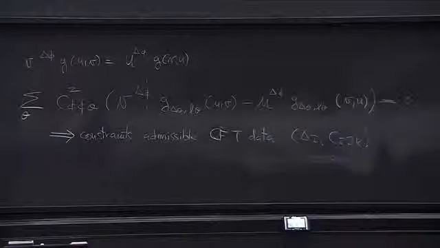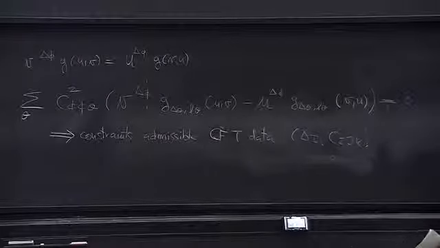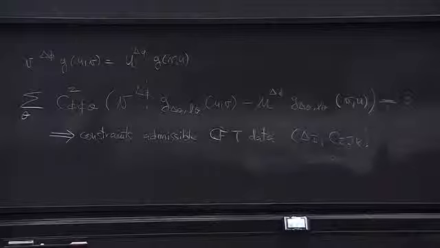I should say that it is a conjecture that for D equal to 3, it is believed that crossing symmetry constraints are all there is. So, are all the constraints.